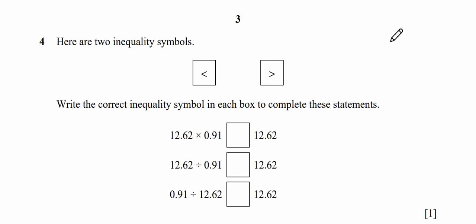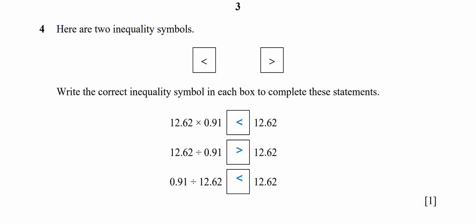Are you done? Let's reveal the answer. If not, you may pause this video. Let's open up the answer. 12.62 times 0.91 is smaller than 12.62, and 12.62 divided by 0.91 is greater than 12.62. 0.91 divided by 12.62 is smaller than 12.62.